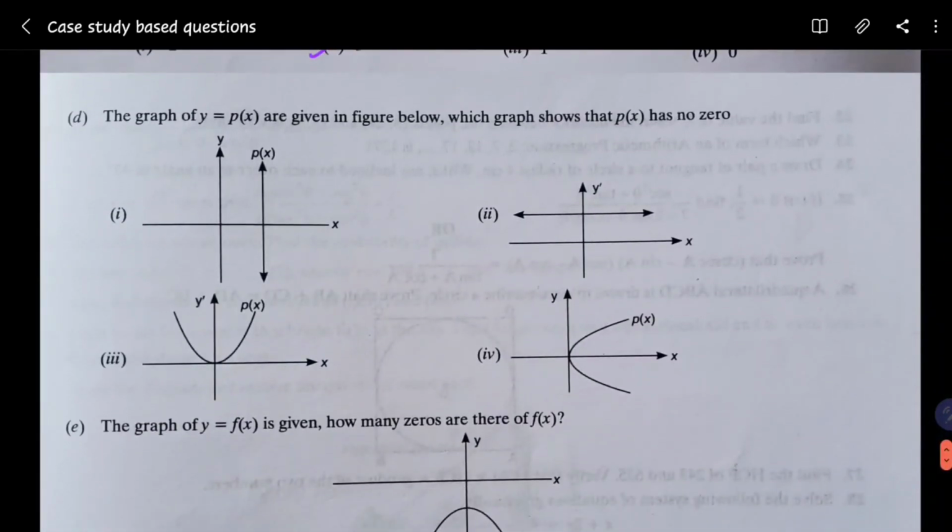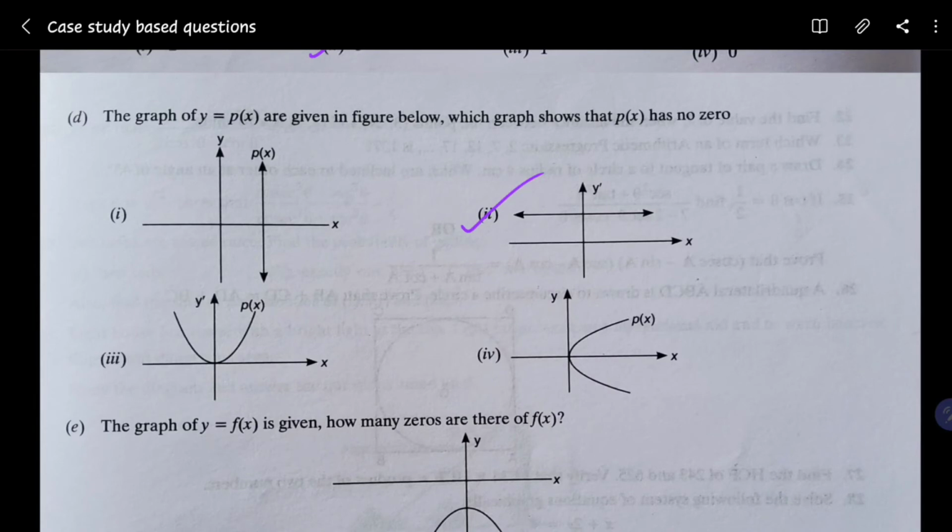Which of the following graphs does not have any 0? So the graph which is not cutting or intersecting x-axis at anywhere does not have any root, any 0. So that is why here only the graph given in the second option is seeming like that. So that is why second option is correct one.